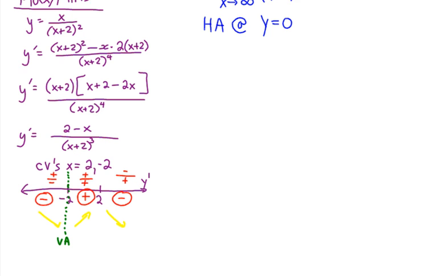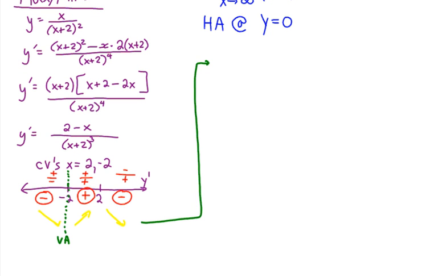Can I go back up a little bit? Local max at 2, comma, where do you go to figure out how high it goes? The original formula, 2 divided by 2 plus 2 squared. 1/8. Okay, so I'd also probably ask you to state your intervals of increase, state your intervals of decrease, and so on. But tonight, let's sketch this.